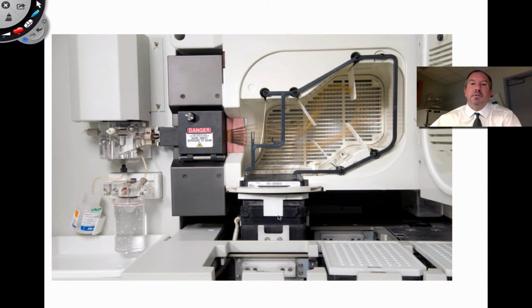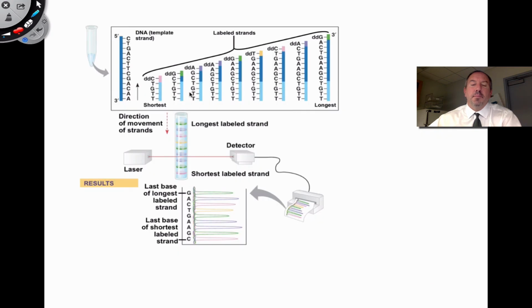Here the samples are drawn up, they go through the tubes, and then a laser reads the fluorescence. This is a schematic of that. You can see here the shortest pieces and the longest pieces. When they go through, the laser detects the color, and then it goes into the computer, and the computer will allow you to see this on the screen or print it out.